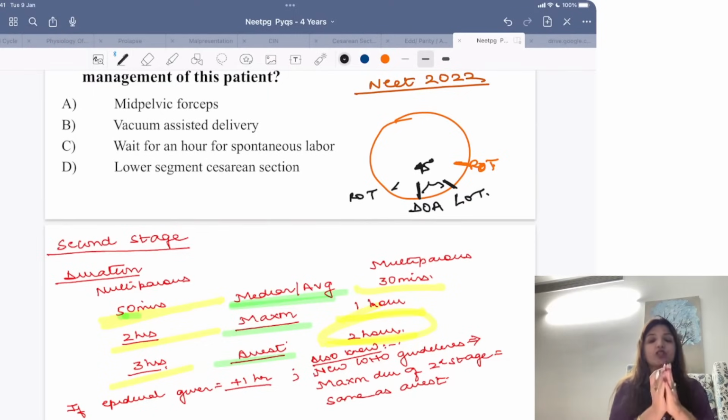You can apply forceps only and only if the sagittal suture is in AP diameter, or at maximum 45 degrees deflected. In other words, the head of the baby or the sagittal suture is in LOT position or in ROT position. But vacuum can rotate the head of the baby. Right? So keeping all this in mind, let us see the question again.